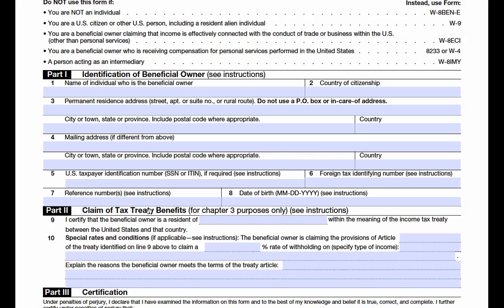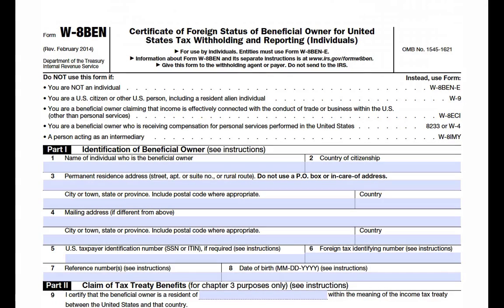Treaty benefits are usually claimed to reduce or eliminate the U.S. withholding tax on dividends, interest, rents, or royalties, but there are other circumstances that can be used to claim treaty benefits as well. The Form W-8BEN is provided by the beneficial owner to the withholding agent, and the withholding agent does not file it with the IRS. Instead, the withholding agent keeps the W-8BEN on file in case the IRS ever audits them and asks for the form.